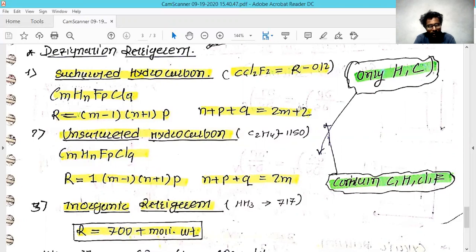So firstly, the saturated hydrocarbon. In saturated hydrocarbon, which will be the combination of carbon, hydrogen, chlorine, fluorine.